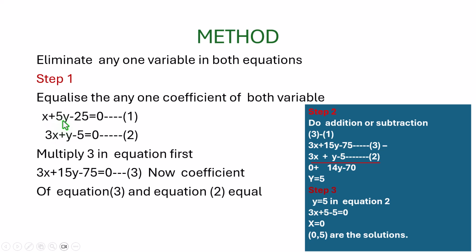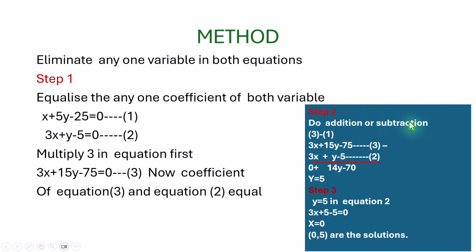Two equations are given: x plus 5y minus 25 is equal to 0, equation 1; 3x plus y minus 5 is equal to 0, equation 2. Here the coefficient of x in the first equation is 1, and in the second equation is 3. So equalize the coefficient of x in both equations. For that, multiply the first equation by 3. Then we get 3x plus 3 into 5, 15y minus 75 is equal to 0. This is equation 3. Now the coefficients of x in equation 3 and equation 2 are equal.